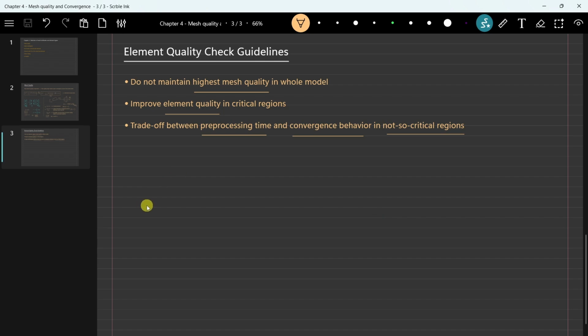With this, in the next lecture, we will see different element quality parameters, and we will try to understand the physical significance of them.